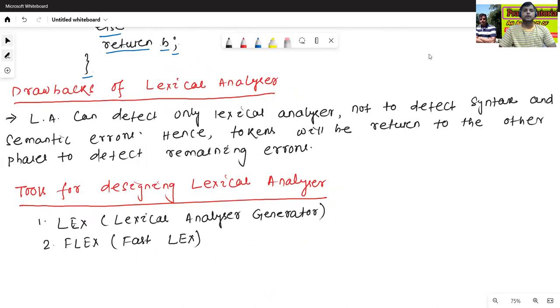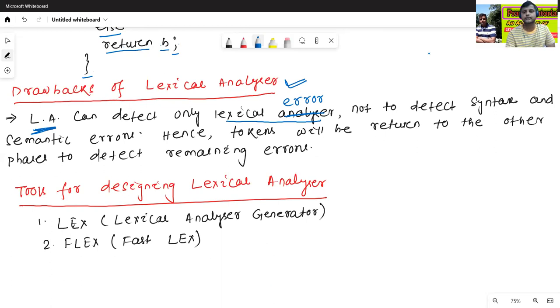Okay, so the drawbacks of the lexical analyzer. What are the drawbacks of the lexical analyzer? See, the lexical analyzer can detect only lexical errors. LA means lexical analyzer. The lexical analyzer can detect only lexical errors in the lexical analysis phase, but cannot detect syntax and semantic errors. This is one of the drawbacks. So that's why tokens will be returned to other phases to detect the remaining errors, like syntax errors and semantic errors. So these are the main drawbacks of the lexical analyzer.